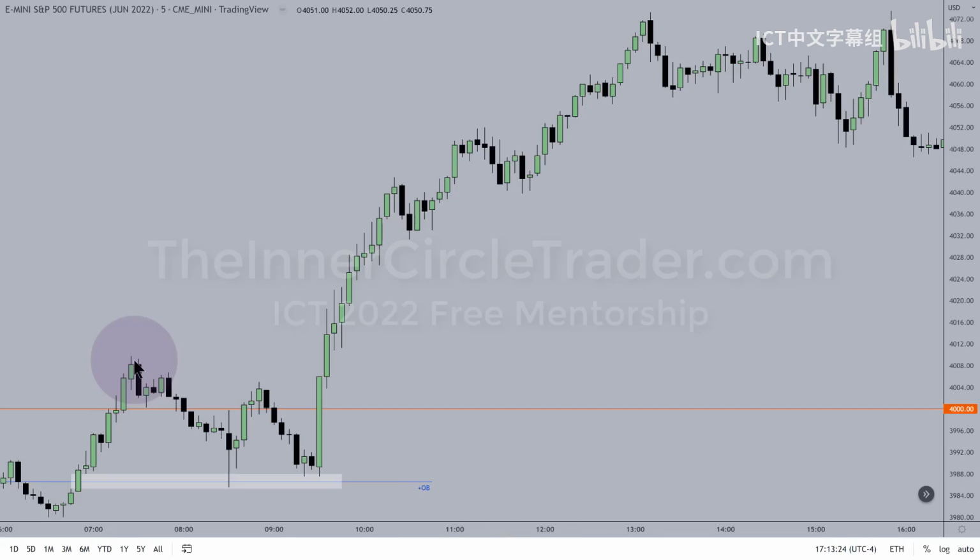So with that said, the market rallies in here, drops down in to the fair value gap there.